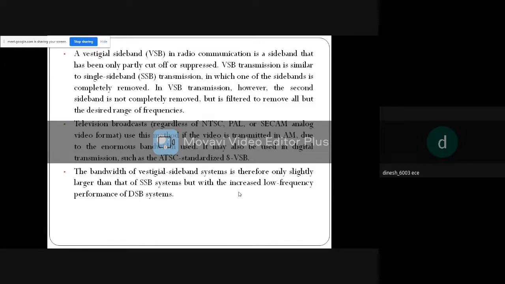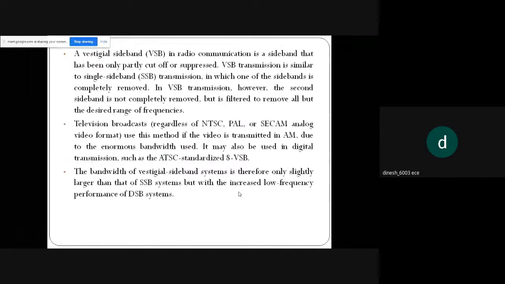So the bandwidth of the vestigial sideband is only slightly larger than that of SSB, but it has the increased low frequency performance of DSB.